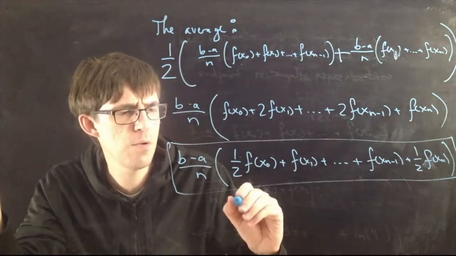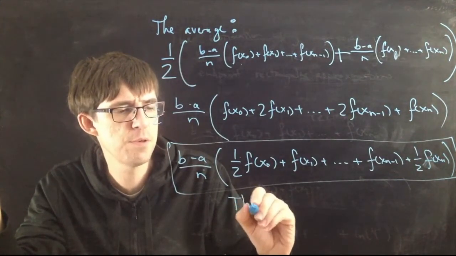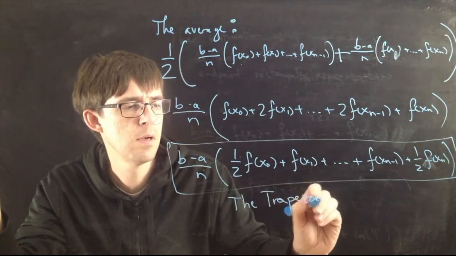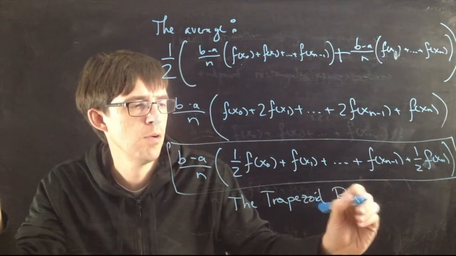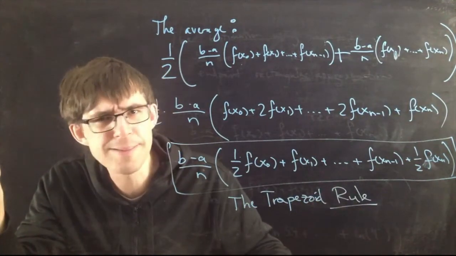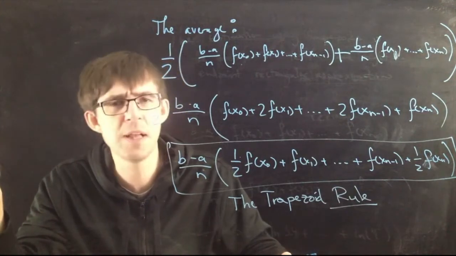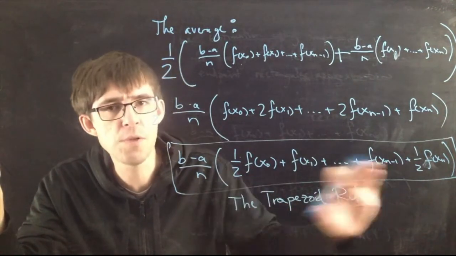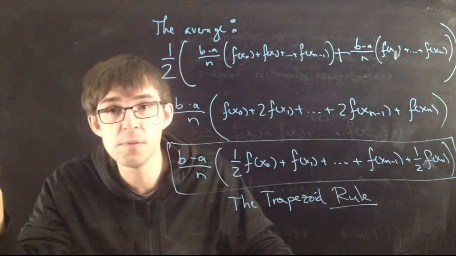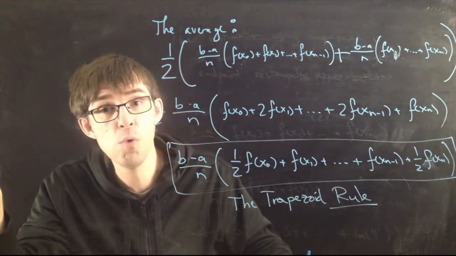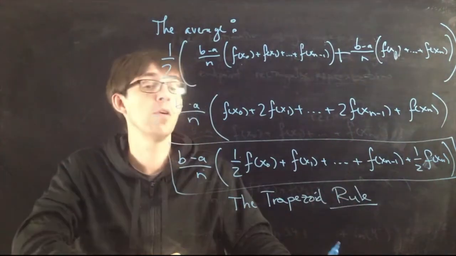For reasons that I don't entirely understand, this is referred to as the trapezoid rule. It's a rule, I guess. To me, I would call it the trapezoid formula. It doesn't really feel like a rule to me. This is just what you do if you want to find the approximation of the area using trapezoids. It's called the trapezoid rule. Who am I to argue with what people want to call this?